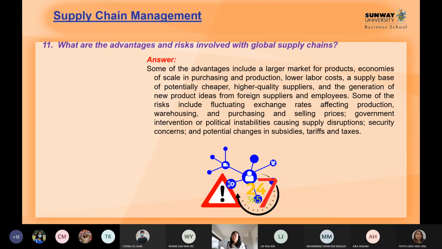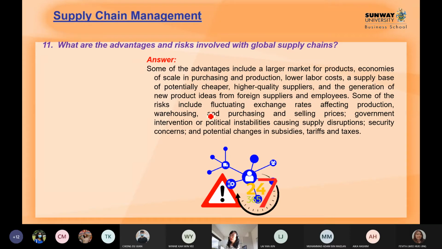So what are the advantages and risks involved in the global supply chain? When you do a global supply chain, you do a harvest in China, and then you move the manufacturing to Vietnam, and then you make the final product, you send it to Singapore because your Singapore customer likes this product. So you see the advantage and risk. The advantage is the costing is the cheapest. You have cheap labor, cheap material. The risk, what are the risks?